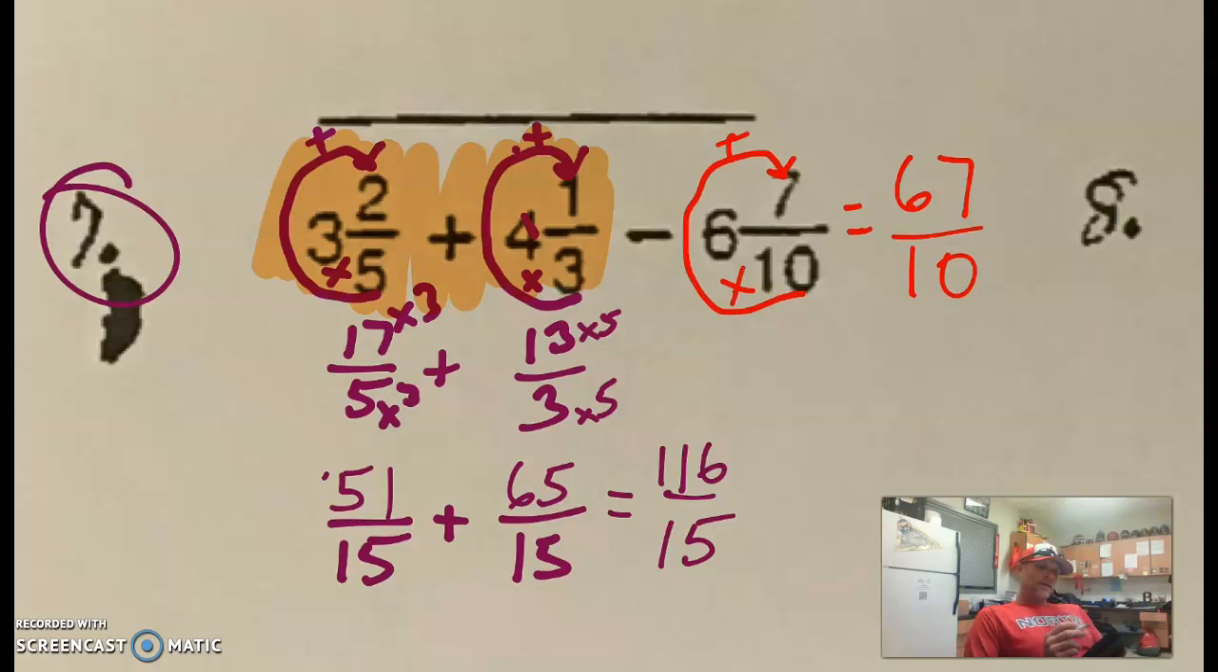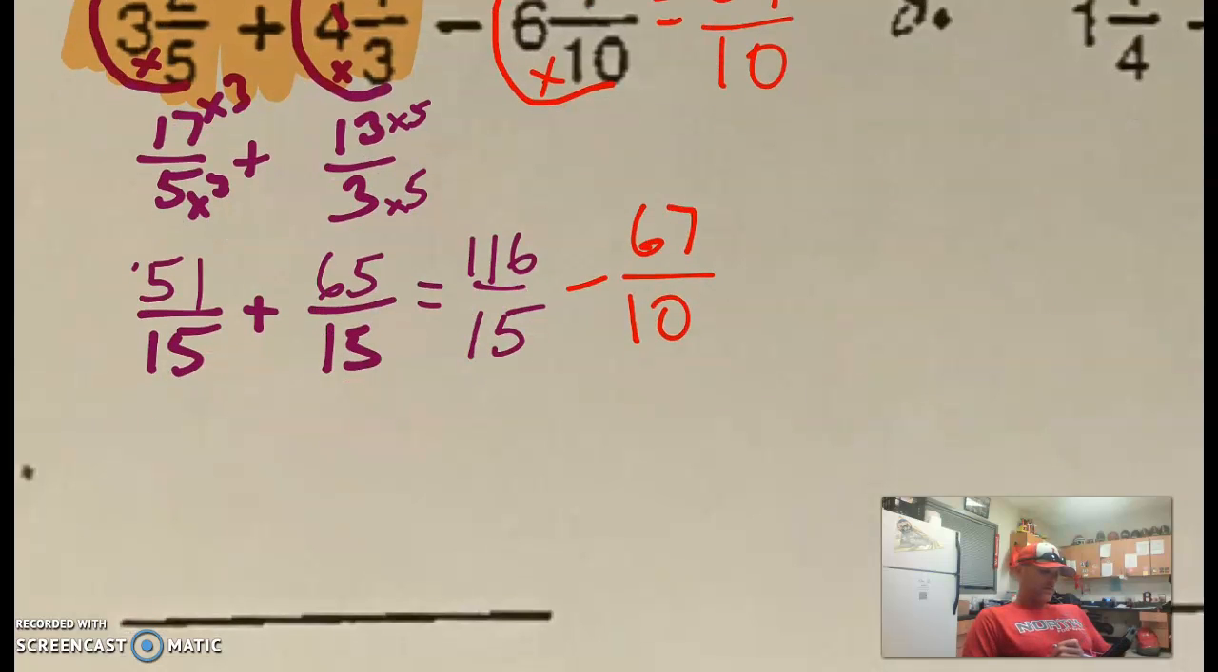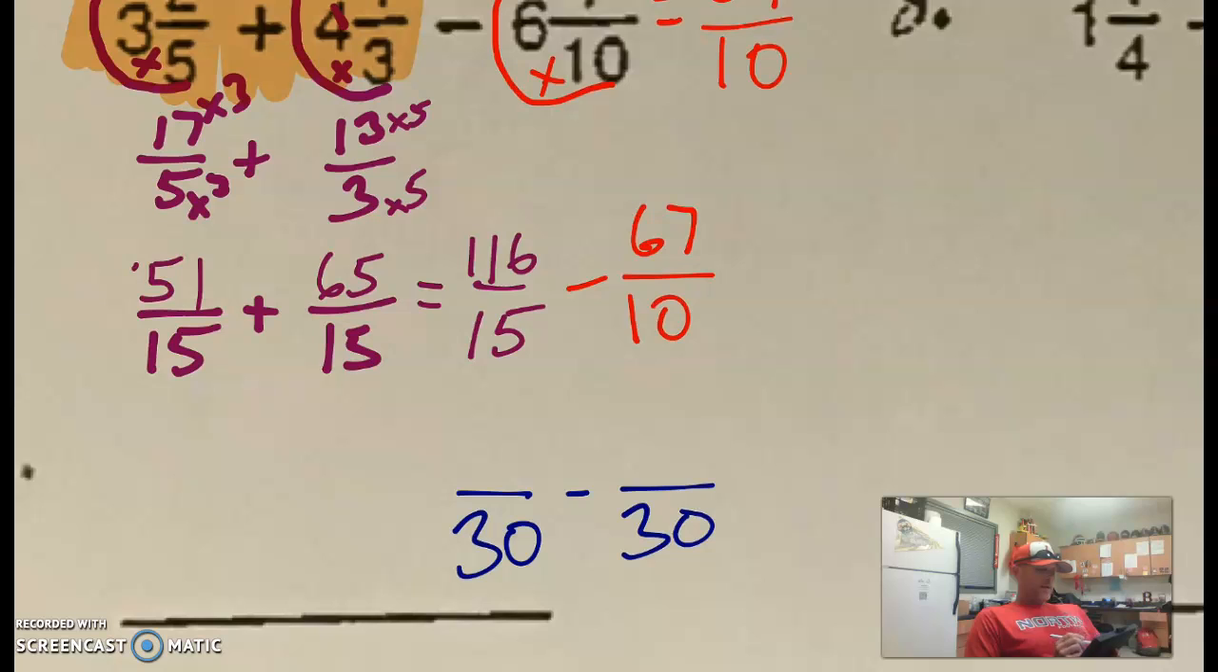67 over 10. Now, here's our problem: 116/15 minus 67 over 10. That's our final problem, but can we do that? No, we cannot, because we have to have common denominators. Let's just skip count. We have a 15 and a 10. If we skip count 15, 30, now let's count by tens: 10, 20, 30. Well, what's common? 30. How did we get from 15 to 30? We doubled it. So then we have to double the numerator.